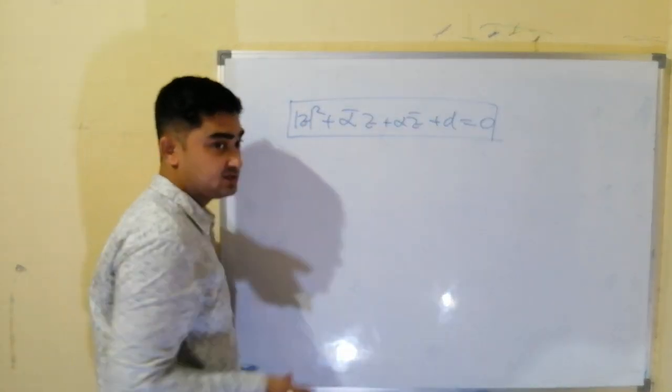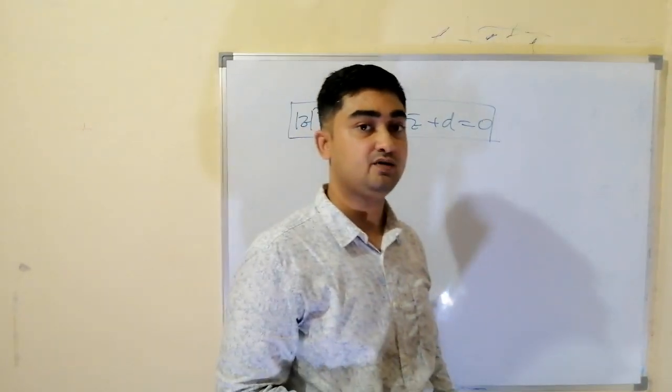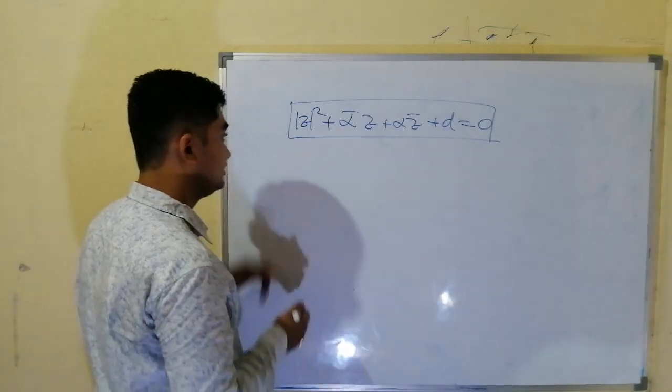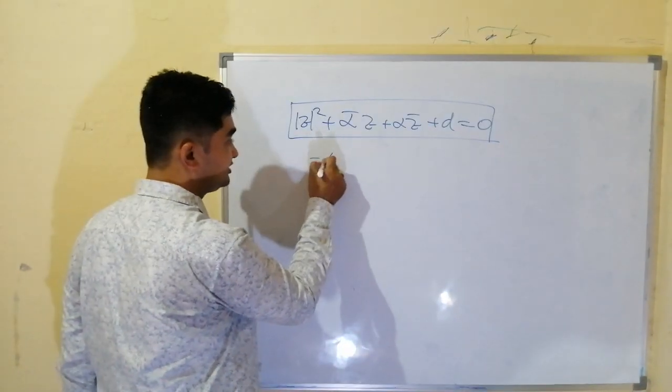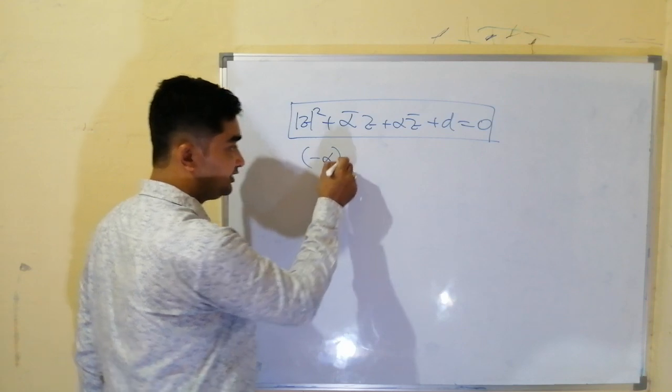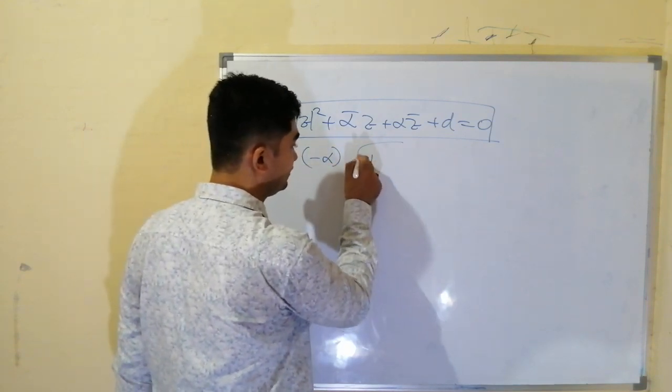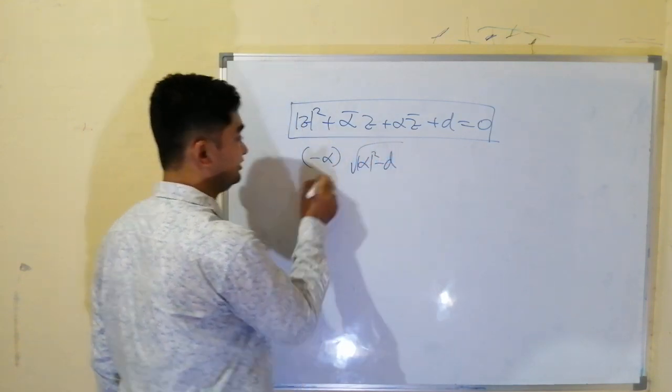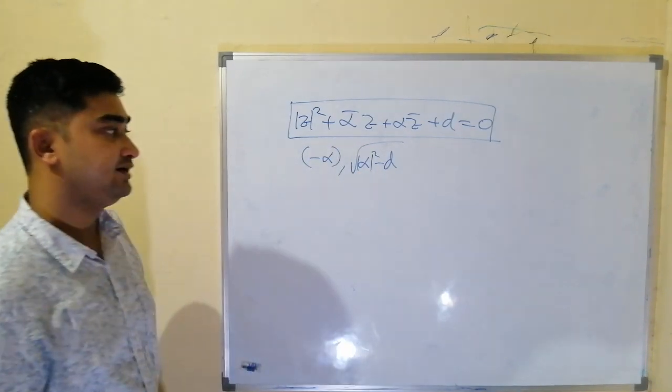In this circle, if we have a circle, we should have some center, we should have some diameter or radius. Center of this circle is minus alpha. And radius of this circle is under root of mod of alpha square minus d. So this is center and this is radius.